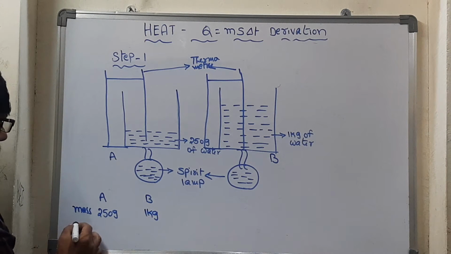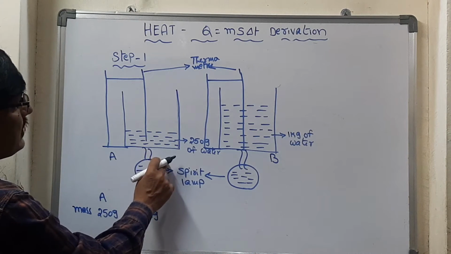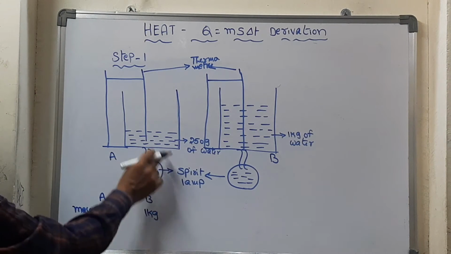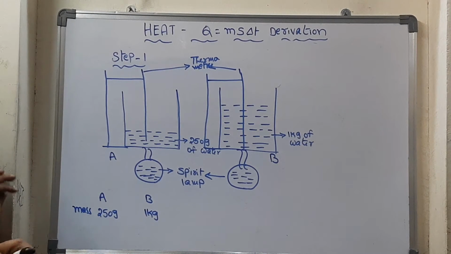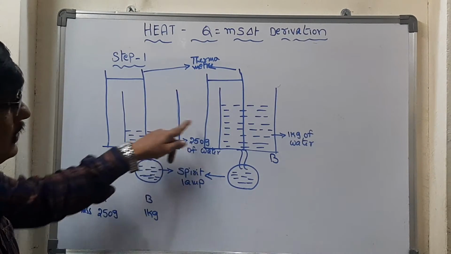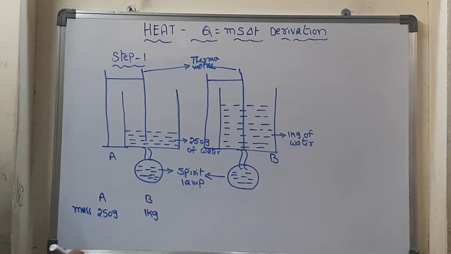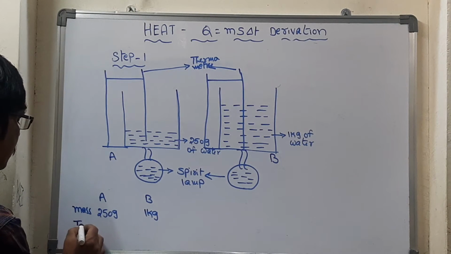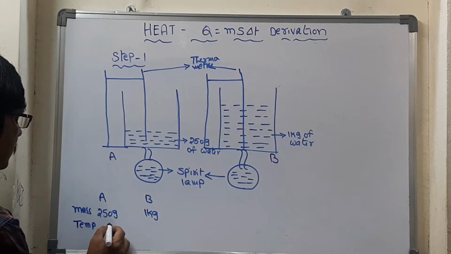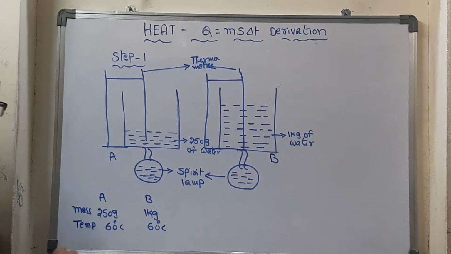And now let us take the temperature. Then we have to supply the heat till they both reach 60 degrees Celsius. So this beaker water should reach 60 degrees Celsius, and this beaker water too should reach 60 degrees Celsius. So how much temperature does it have to reach? 6 degrees Celsius. This one too, 6 degrees Celsius.